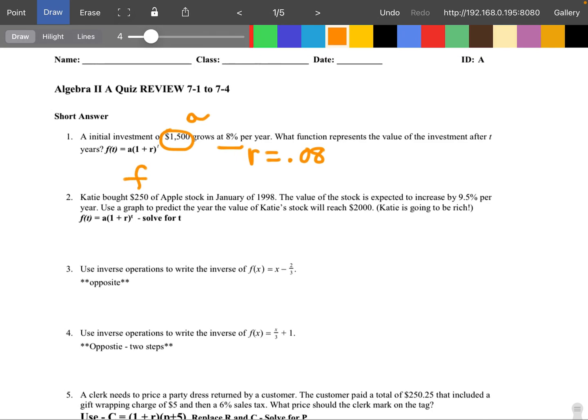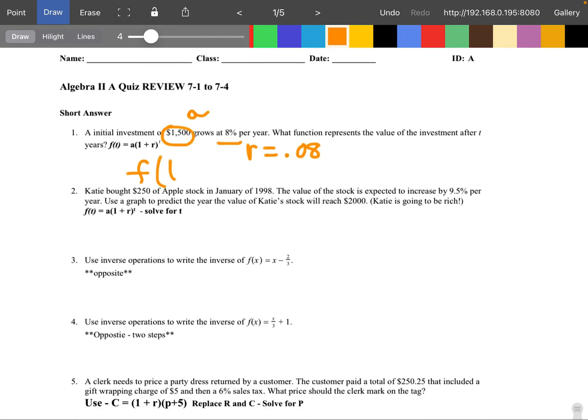So the value as a function of time would be f of t equals a times, or sorry, not a. We know a is 1,500. 1,500 times 1 plus 0.08 raised to the t. So you could leave it as 1 plus 0.08, or you could combine it to 1.08. It just depends on the multiple choice how it's written, but either is the correct answer.